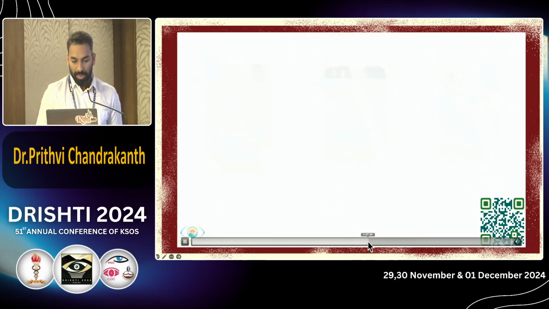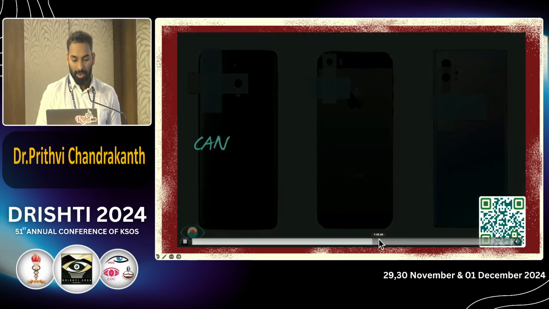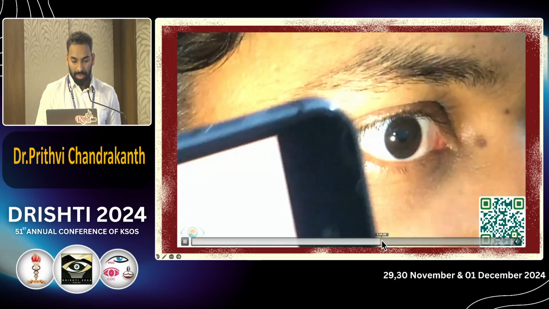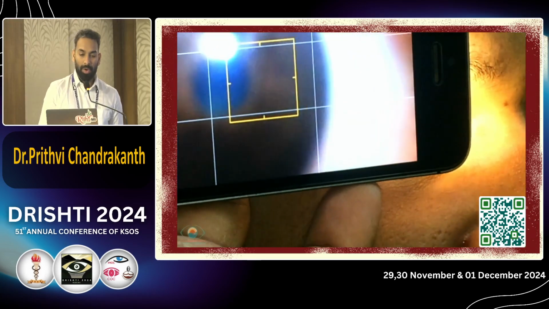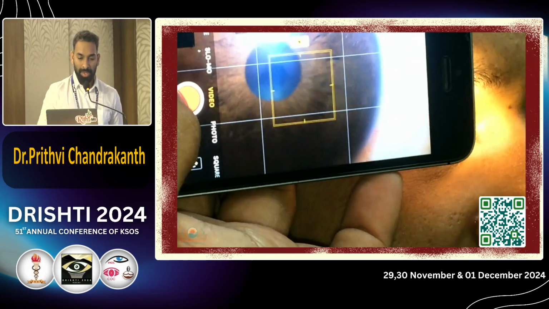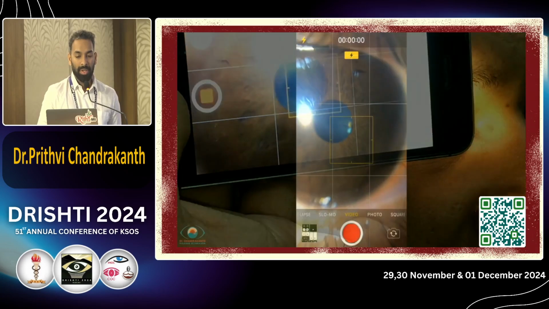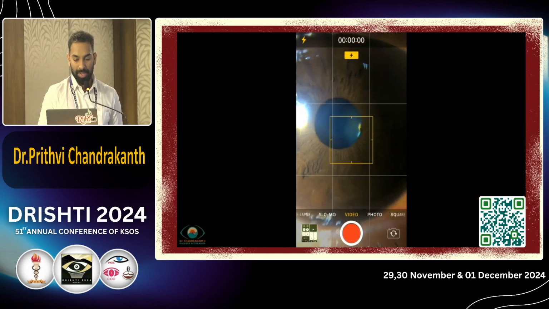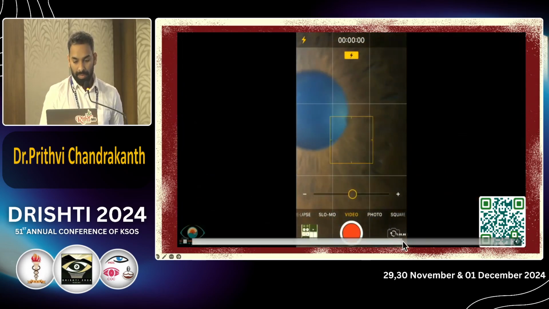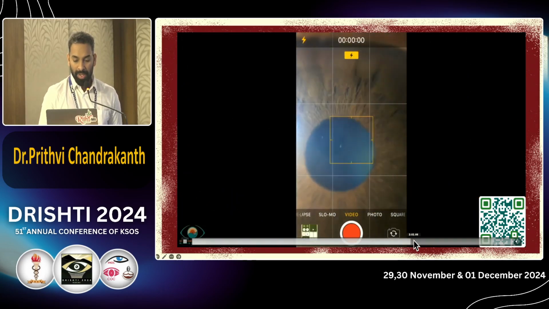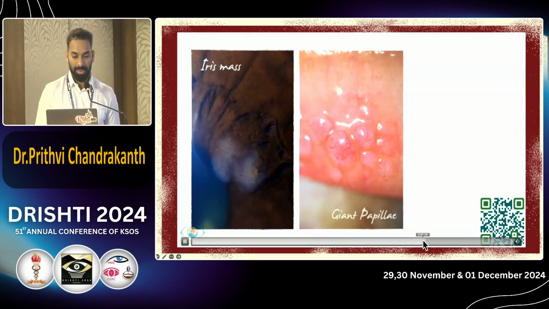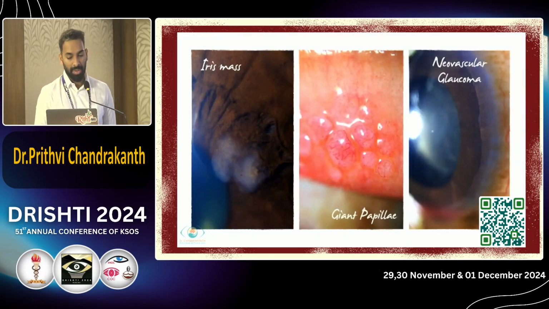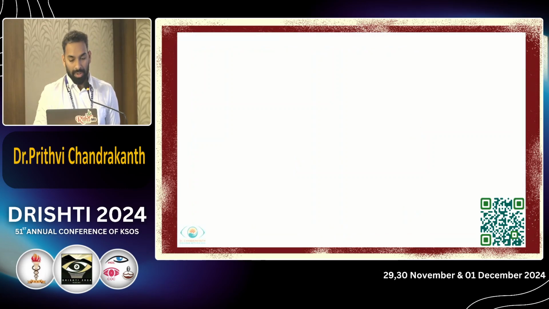This is how it is, and you can use it on all your phones. You just need to turn on the camera, take the video mode with the flashlight continuously on, and then start recording by bringing it near the patient's eye. It is that simple, and you don't really require a slit lamp to take good quality images. These are all images which we have taken from the IOL ASPE.